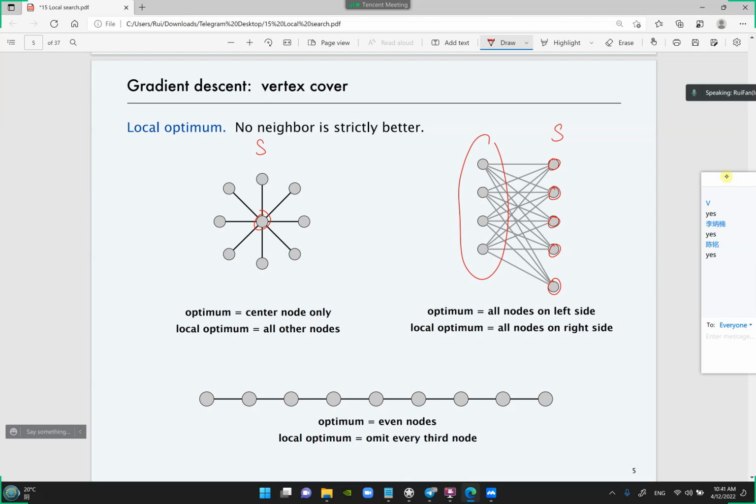Okay, and likewise for this final example, a local optimum is that you take, out of every 3 nodes, 2 of them. Okay, so this you can check is a local optimum, but this is not a global optimum, because a global optimum is that you take every other node. All right, so the point of this is to show you that gradient descent is not necessarily going to find you optimal solutions to problems.